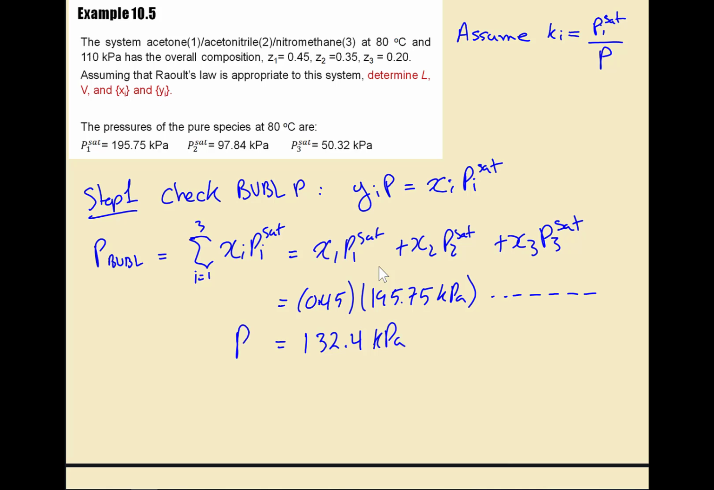So, is our pressure higher or lower than this? It's lower, right? So that means at least I know I'm not a liquid. Either I'm a vapor or I'm a mixture of the two. So we need to find what is the dew pressure. So the bubble pressure is greater than P, therefore not liquid.